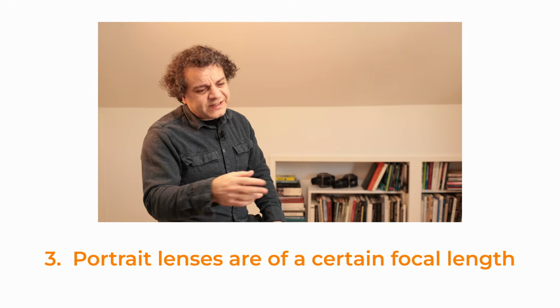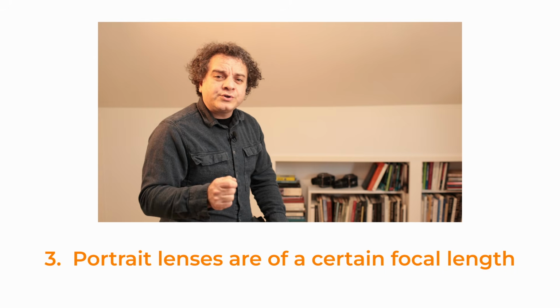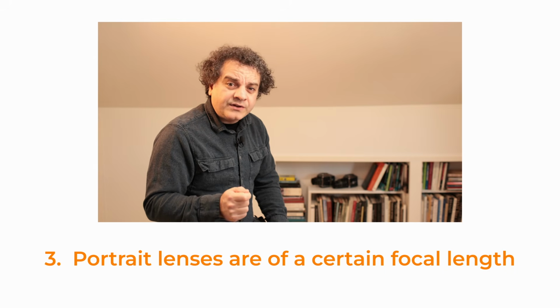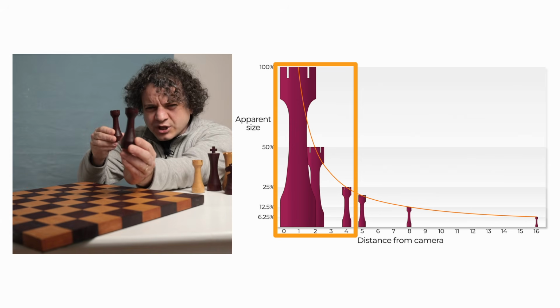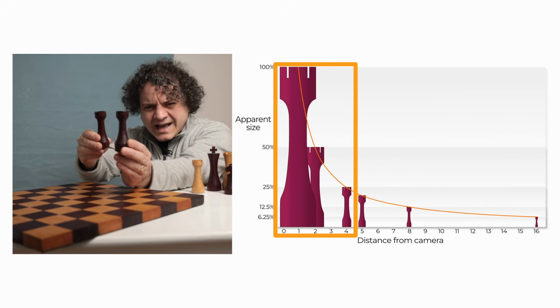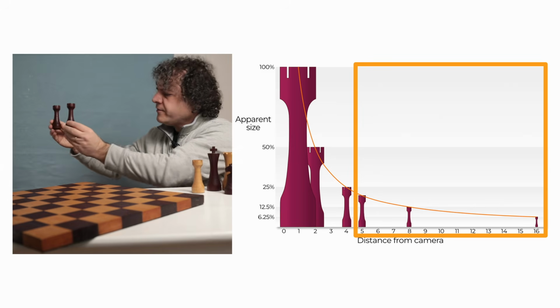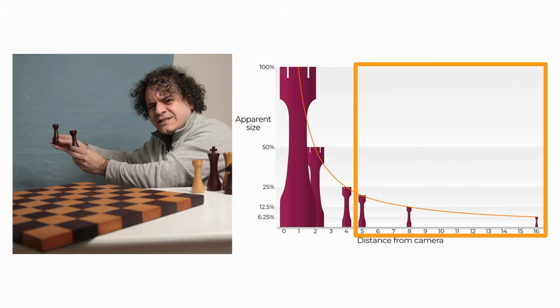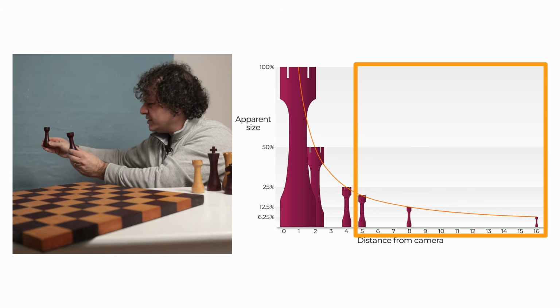Here's the next myth, and it's related to the first one to some degree. Portrait lenses are of a certain focal length. That statement is almost there. We're getting closer to the answer. Focal length is just how much of a scene is visible, and that's almost irrelevant when you start thinking about perspective. Linear perspective for photography works a lot like the inverse square law for light. Most of the dramatic changes take place at short distances. A picture taken 12 inches from the face looks very different to one taken 6 feet away.